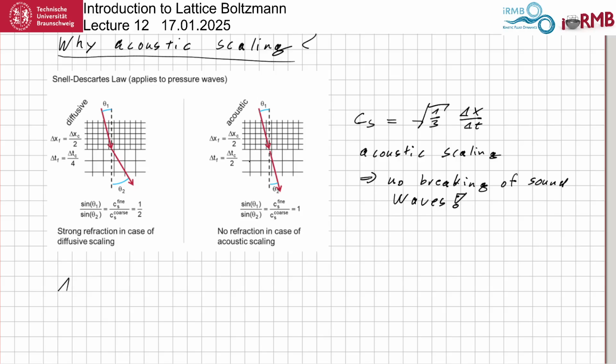Okay, let's just write these things down for the record. So acoustic scaling at grid interfaces. This avoids reflections.